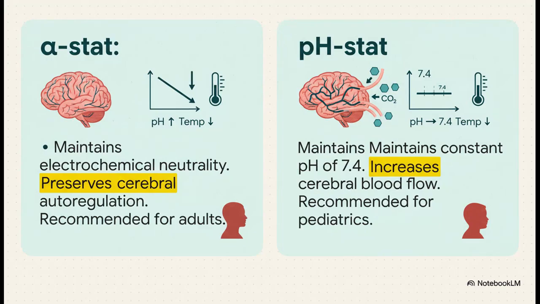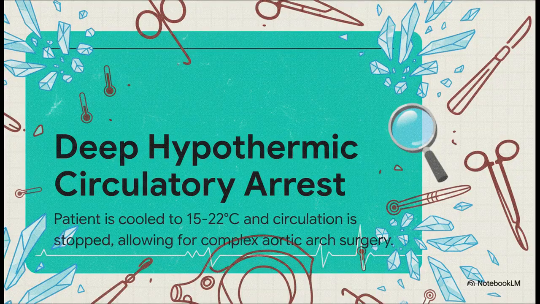This is one of the truly classic debates in perfusion science, alpha-stat versus pH-stat, and it has a direct impact on the brain. With alpha-stat, we basically let the pH drift alkaline as the patient gets colder, which preserves cerebral autoregulation. With pH-stat, we fight that drift by actively adding CO2 to the circuit to keep the pH at 7.4. All that extra CO2 is a potent cerebral vasodilator. For adults, the evidence is really clear that alpha-stat is the way to go, but for kids, pH-stat is often preferred.